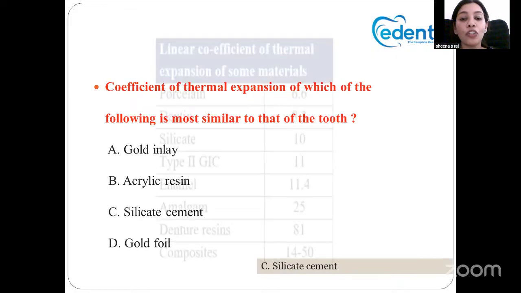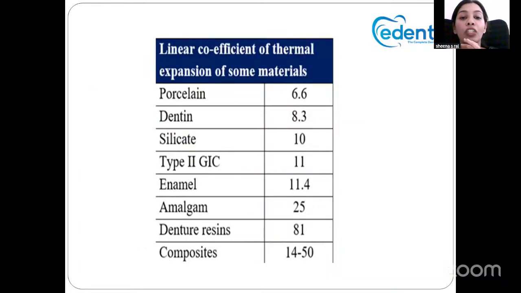For this, we have to know the linear coefficient of thermal expansion of various materials. First of all, talking about enamel and dentine. The enamel, which is the hardest structure in our body, has a linear coefficient of thermal expansion of 11.4. Please keep this in mind. Dentine, it's 8.3. Now, we have to compare all the other materials to the enamel and dentine. See, dentine is having 8.3.